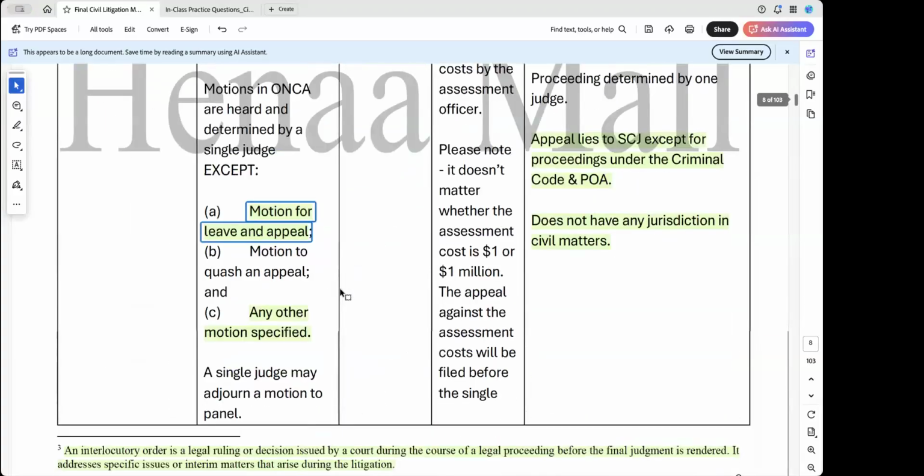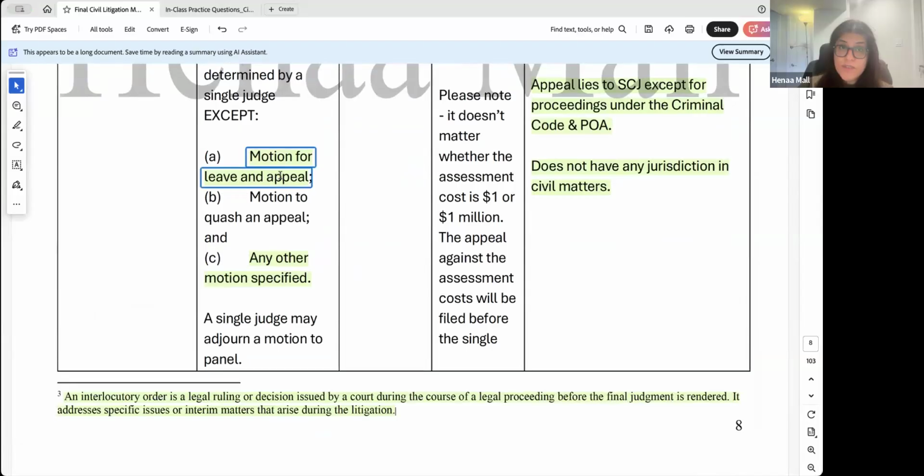Now, the plaintiff now wants to again go ahead and file the appeal against the defendant. The matter goes to Ontario Court of Appeal. The plaintiff has to first bring in a motion for leave to appeal. Who is going to hear this motion? It's a single bench. Remember, motion is heard by a single judge, except this falls in the exceptions, Deepak. Okay. Motion for leave to appeal.